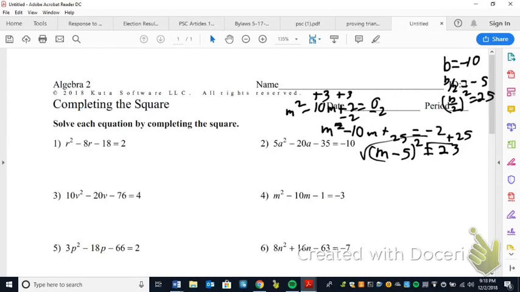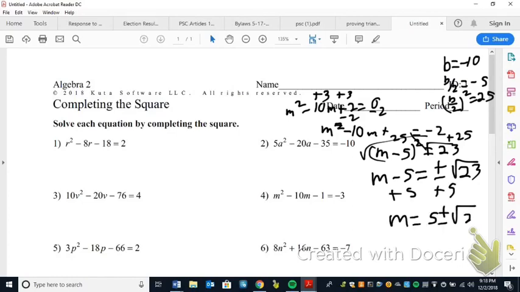So now notice when I take the square root of both sides, I have m minus 5 equals plus or minus the square root of 23. Up until now, we've been dealing with perfect squares. But now we have a non-perfect square, so we're just going to leave it as the square root of 23. We're going to add 5 to both sides, and we get m equals 5 plus or minus the square root of 23, and that's actually our answer.